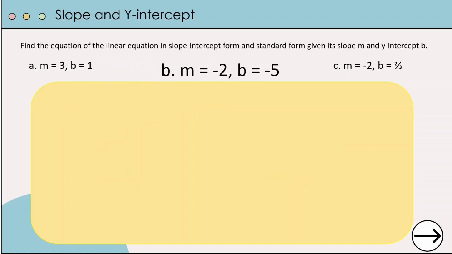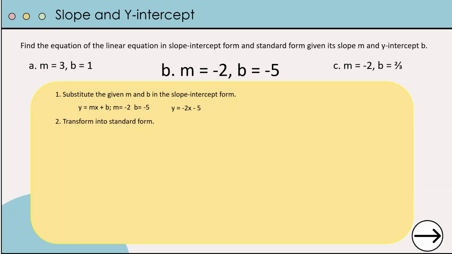Let's have letter B. The given m equals negative 2 and the given b equals negative 5. Again, our first step is to substitute the given m and b in the slope-intercept form. Our slope-intercept form is y equals mx plus b. The given m equals negative 2, the given b equals negative 5. We substitute, this becomes y equals negative 2x minus 5. Our second step is to transform into standard form.